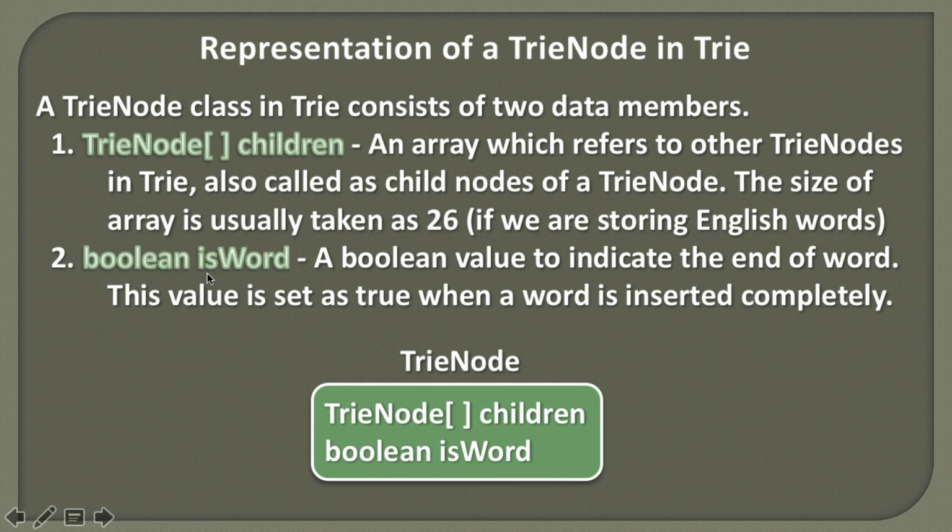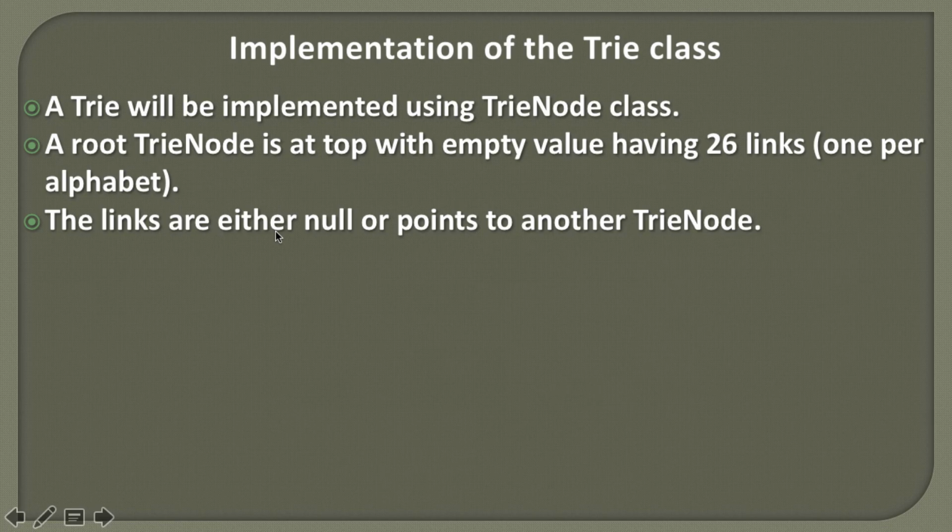Also friends, the second data member is a boolean value which indicates the end of the word. So we set this value as true when we know that the word is inserted completely. We will discuss these two data members in depth in our upcoming lectures. So friends, let's see the implementation of the trie class.